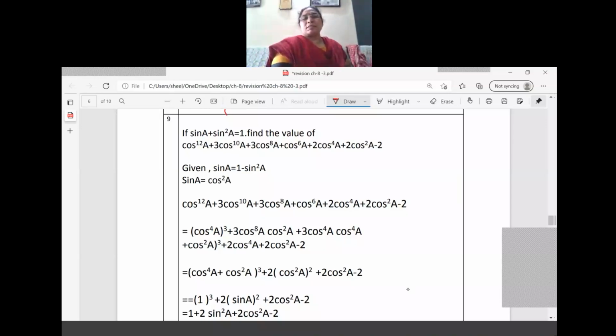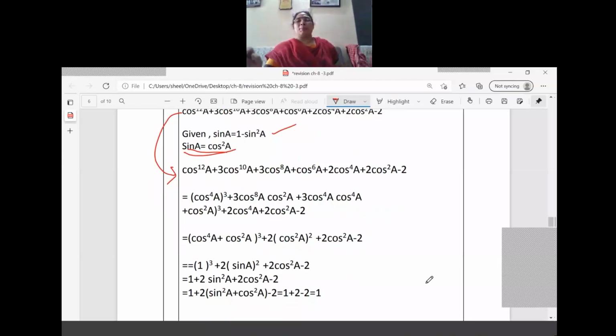So what we are doing: sine A, what is given, we are taking down. Sine A equals 1 minus sine square A. According to the question, sine A equals cos square A. So wherever you get sine A, you can substitute cos square A only. Now we are taking down the question. What is the question we have? Cos raised to 12A plus 3 cos raised to 10A plus 3 cos raised to 8A plus cos raised to 6A plus 2 cos raised to 4A plus 2 cos square A minus 2 only.